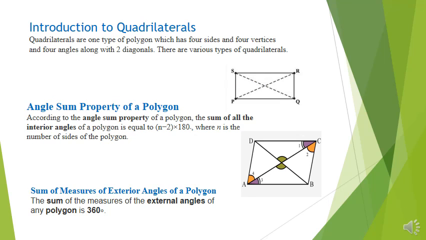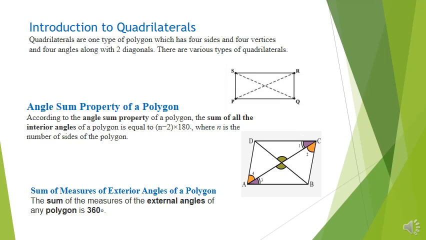Now students, let us discuss quadrilaterals. So here we'll see an introduction to quadrilaterals. We know very well that a quadrilateral is a four-sided polygon, having four sides, four angles and four vertices with two diagonals. Similarly, here we'll discuss a few more terms, that is the angle sum property of polygons.